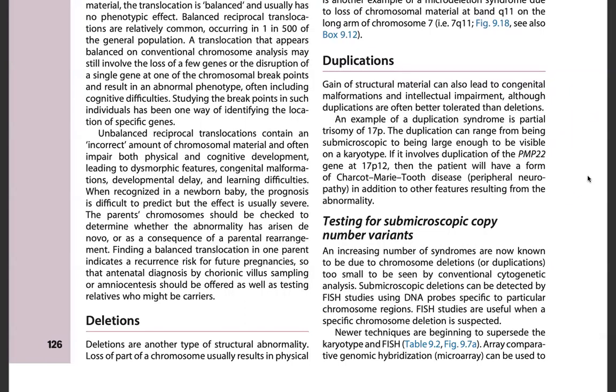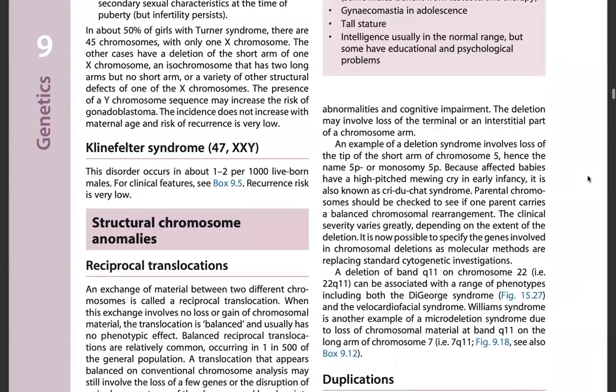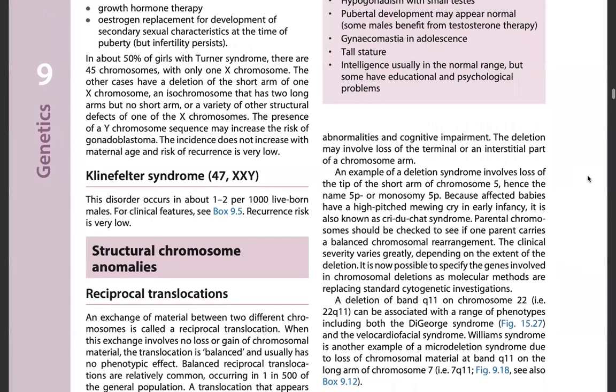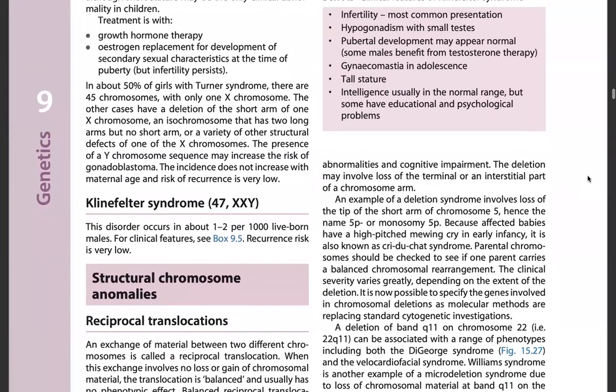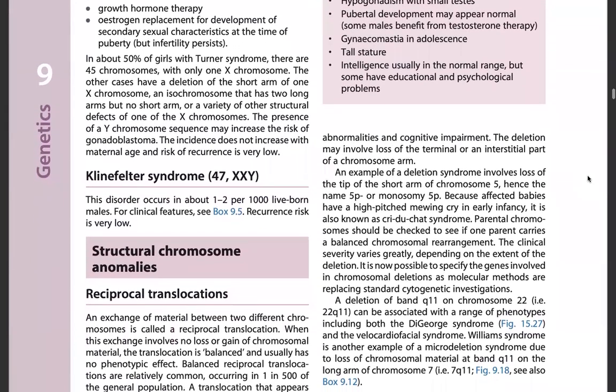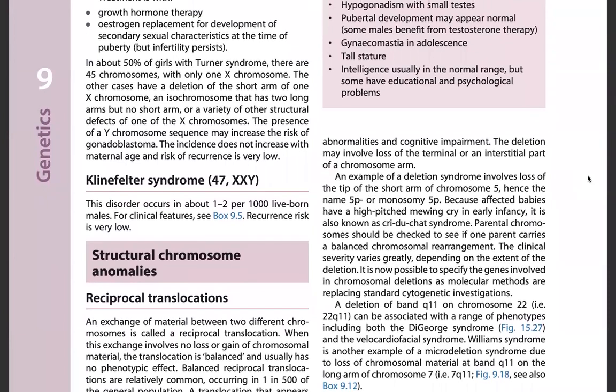Deletions are another type of structural abnormality. Loss of part of a chromosome usually results in physical abnormalities and cognitive impairment. Deletion may involve loss of a terminal or an interstitial part of the chromosome arm.